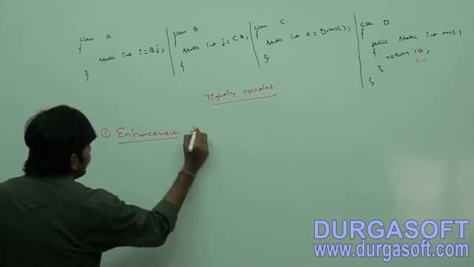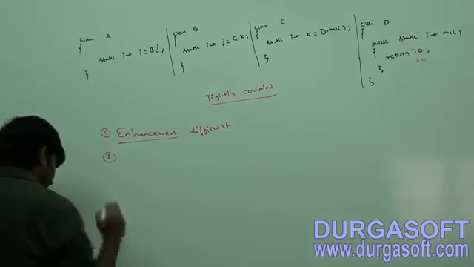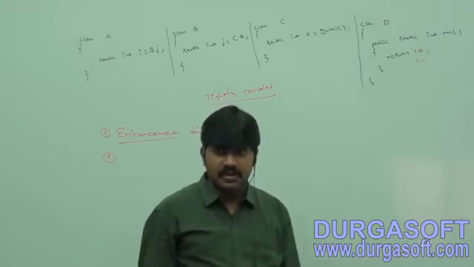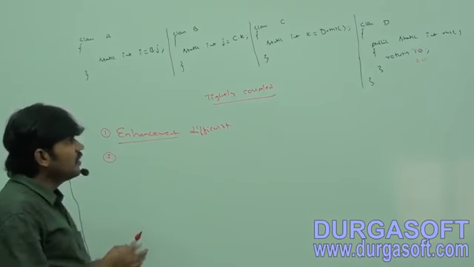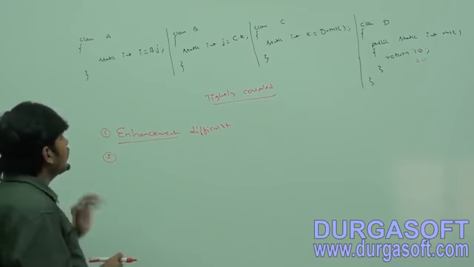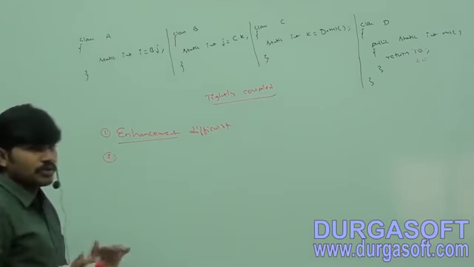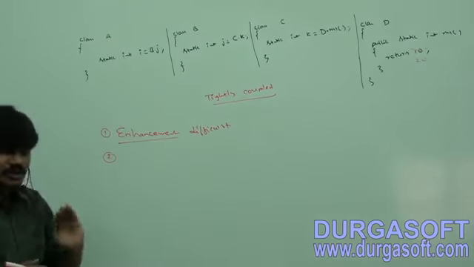Enhancement will become difficult. That is the first problem. Second problem here, take very special care: suppose I require this functionality somewhere. Assume 10,000 lines of code is there, or 10 lines of code is there. Sir, I want to reuse this functionality somewhere.